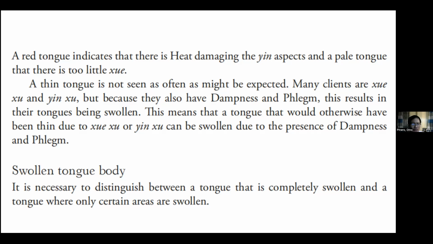Okay, so next, we have the swollen tongue body. It is necessary to distinguish between a tongue that is completely swollen and a tongue where only certain areas are swollen.